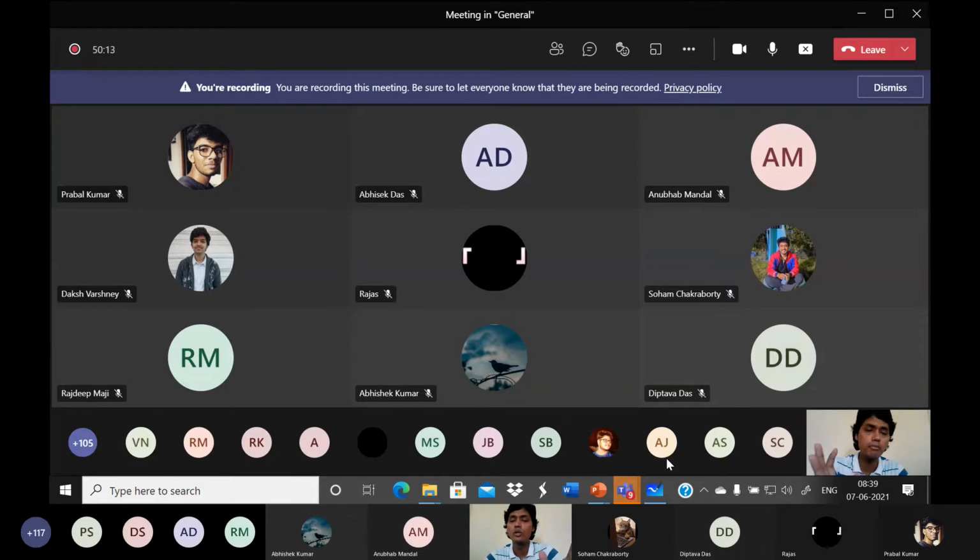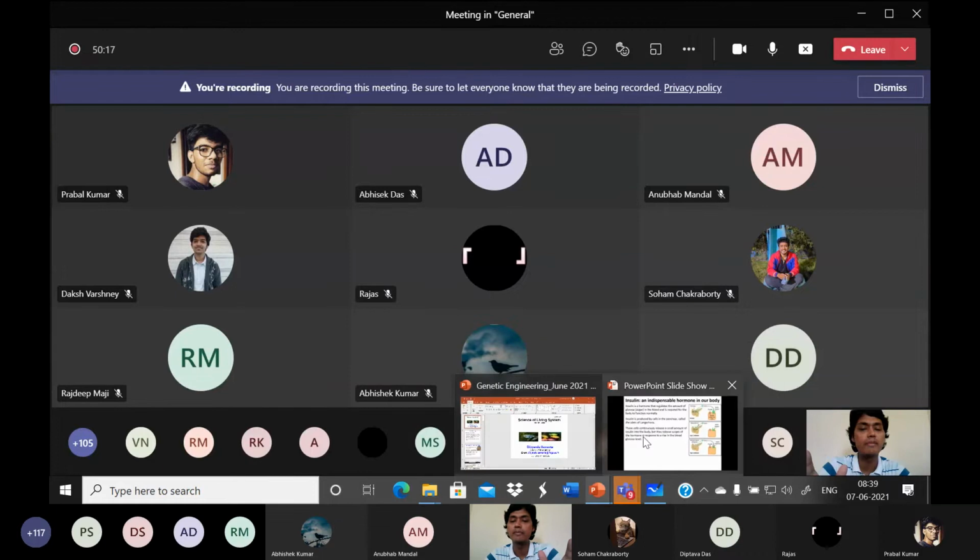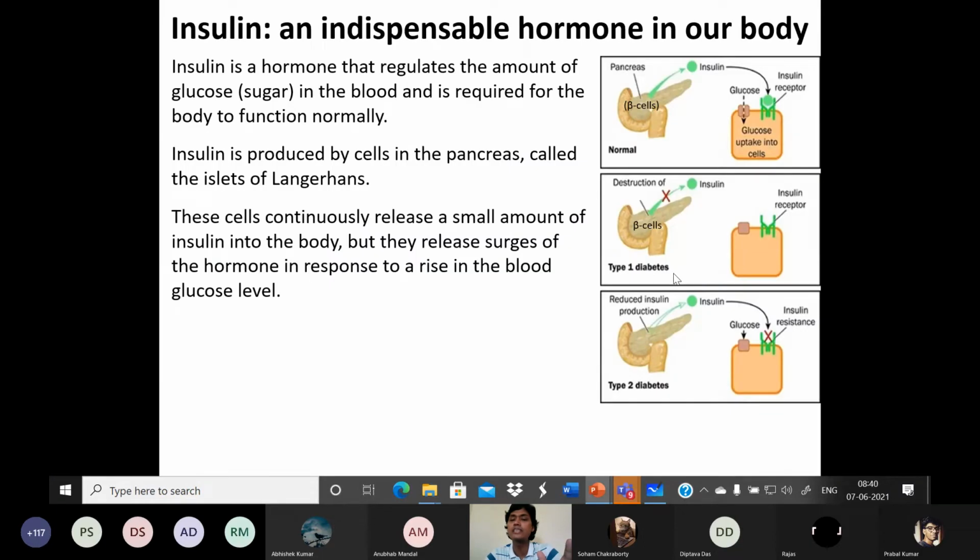But we have diseases like diabetes. In case of diabetes, somehow the insulin production or the normal function of insulin is hampered. In case of type 1 diabetes, this is autoimmune diabetes. In this case, the cells which produce insulin are destroyed by our own immune system. That's why it is called autoimmune diabetes or type 1 diabetes. I will discuss this in more detail in the immunology class.